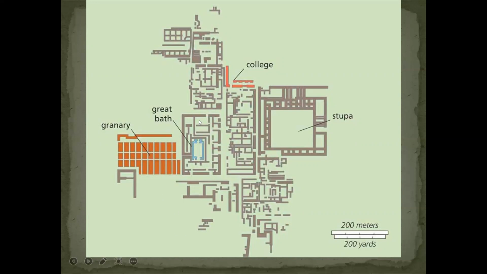You have bathhouses, you have granary. It says college. I don't know what that means. I don't know if they've identified a school or anything. I don't know. Ask me. And then you have the largest complex there, a stupa. Just how big this thing is. Look at the measure of it. 200 meters, 200 yards. This thing's over 200 yards in one part of its circumference. I mean, it's pretty amazing.